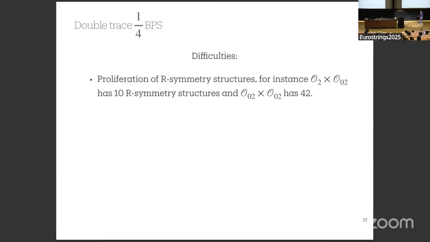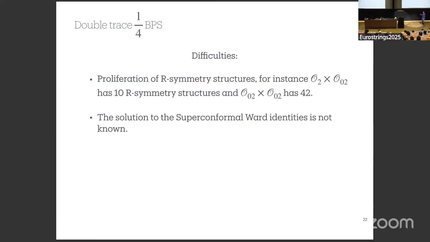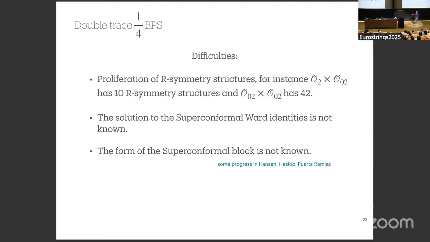But now there are some difficulties that I would like to mention before ending. First of all, there is a proliferation of R-symmetry structures. For instance, in this O2 times O02, there are 10 R-symmetry structures, and here there are 42. But the main problem is the fact that the solution to the superconformal Ward identity is not known, meaning that essentially the form of the superconformal block is not known. So we just worked at the level of conformal primaries, which is much less powerful.